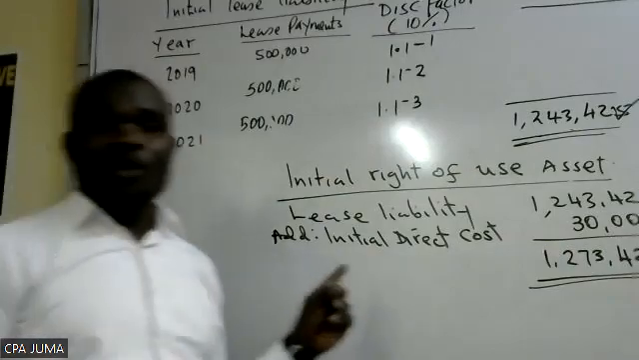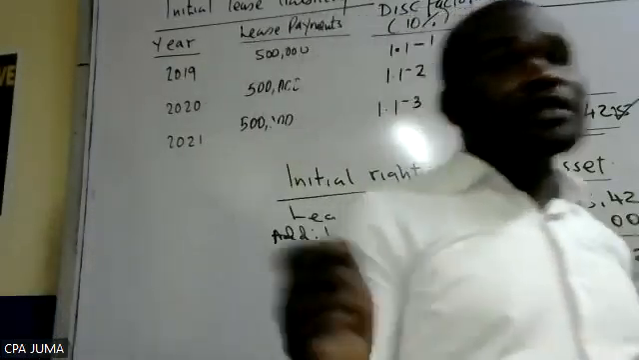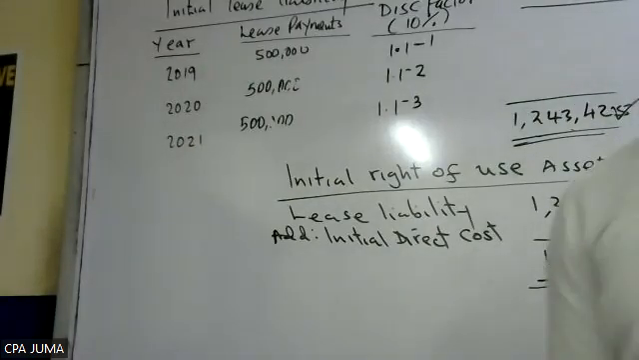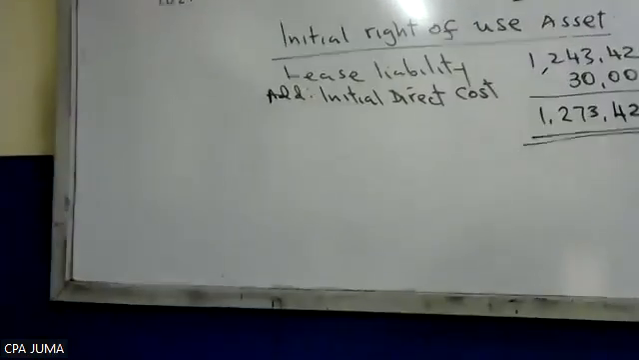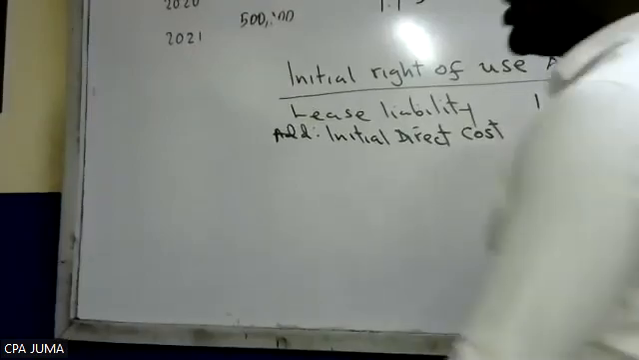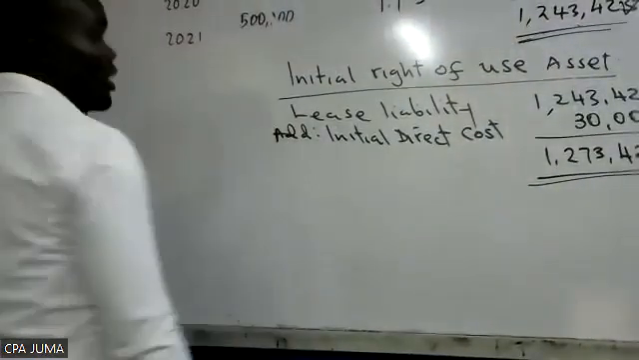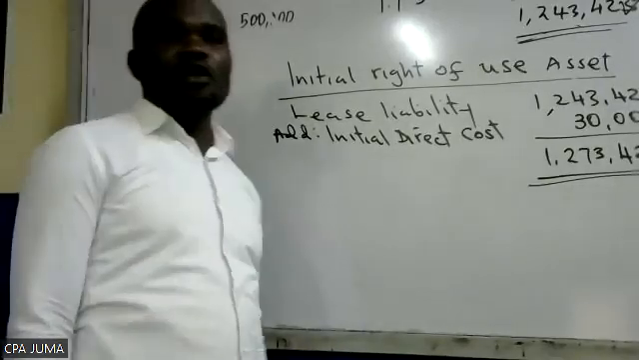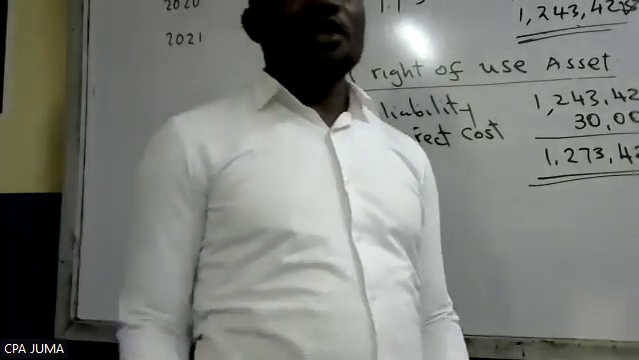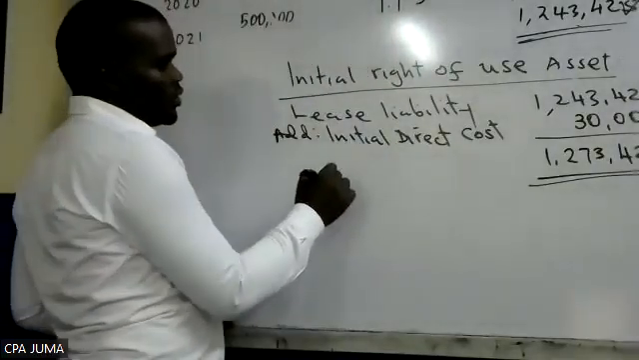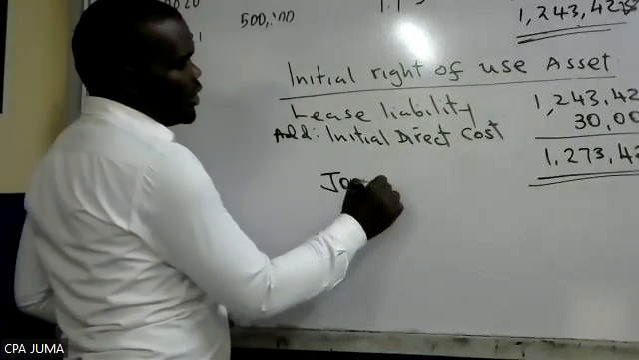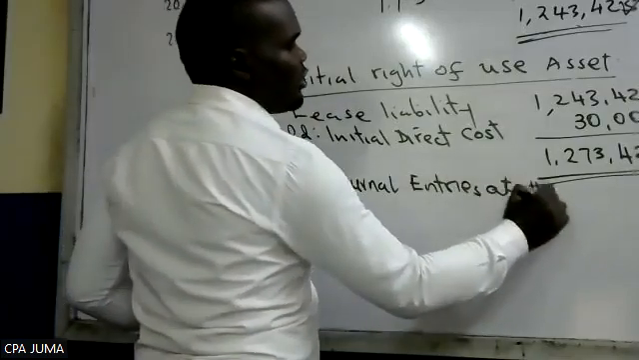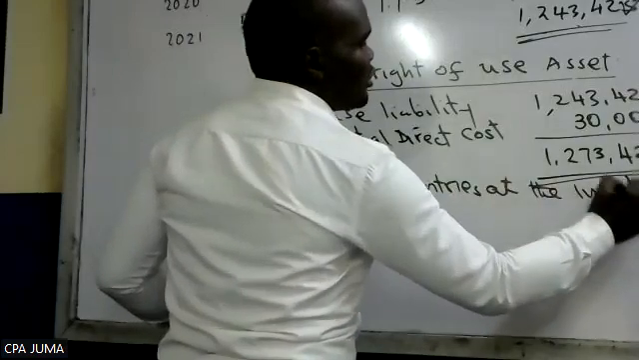And those things we are doing, we are not doing them for fun. They are being marked. So this example, I just wanted to show you. We are in transit. From there, I want us to check how you should initially recognize that asset in the books on commencement or inception. So I want you to have journal entries at the inception.